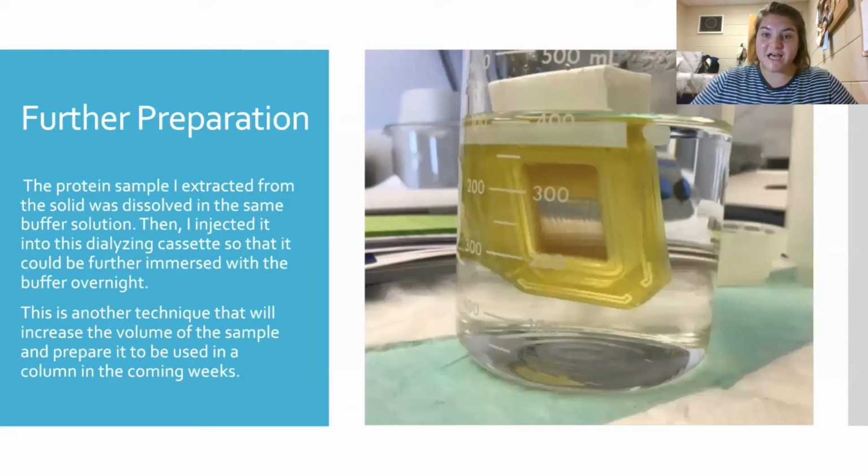This is one of the techniques that I did in the lab. I dissolved my protein sample in the buffer, and then I injected it into a dialyzing cassette so that it could be further immersed in the buffer. I had never heard of any of these techniques before, so it was a great learning experience, and this just increases the volume of the buffer and makes sure that it's very homogeneous with the buffer along with the protein. And then later on, I'll be using what's in the center there in the cassette through a column to try and isolate the protein once more.